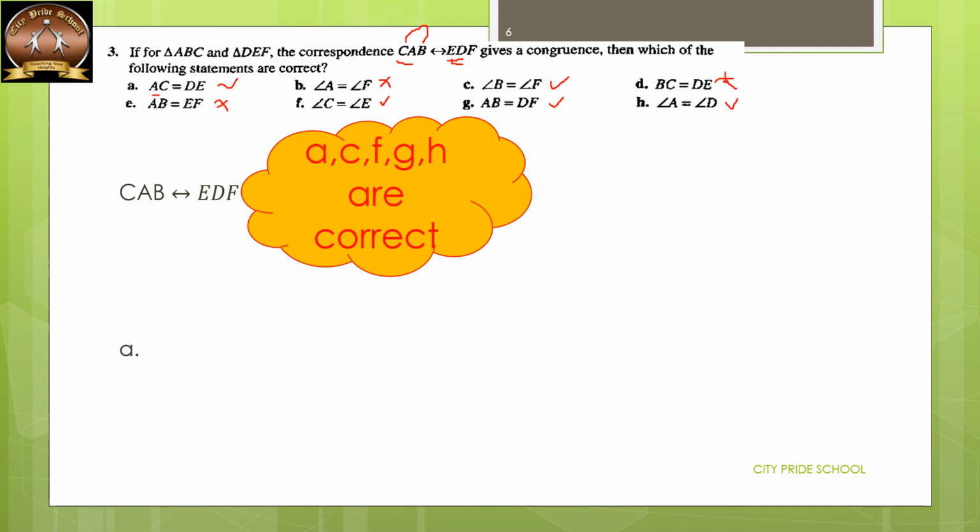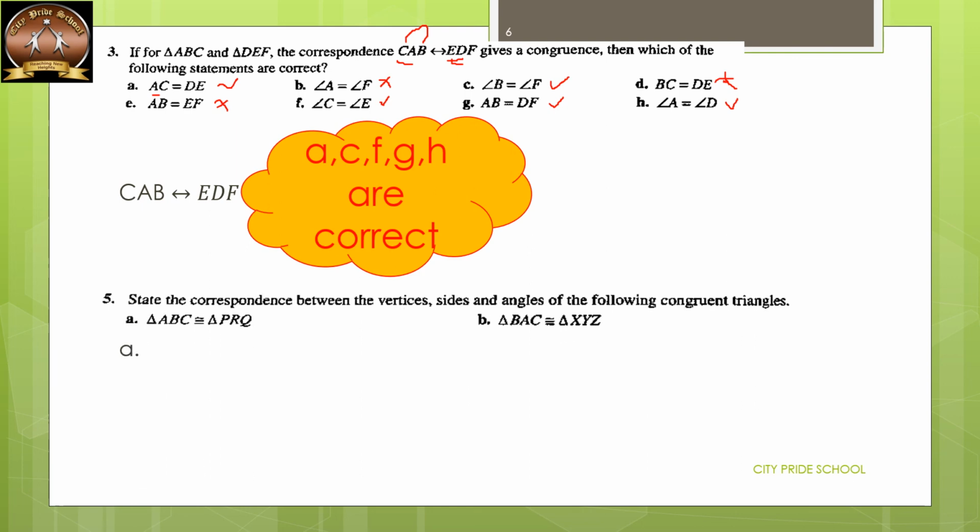Okay. So let us come to the next question, that is question number 5. Here you have to write the correspondence, that is, state the correspondence between the vertices, sides and angles of the following congruent triangles. It is given that triangle ABC is congruent to triangle PRQ. So I can say that angle A is congruent to angle P, angle B is congruent to angle R, angle C is congruent to angle Q. Similarly, side AB is congruent to PR, side BC is congruent to RQ, side AC is congruent to PQ.